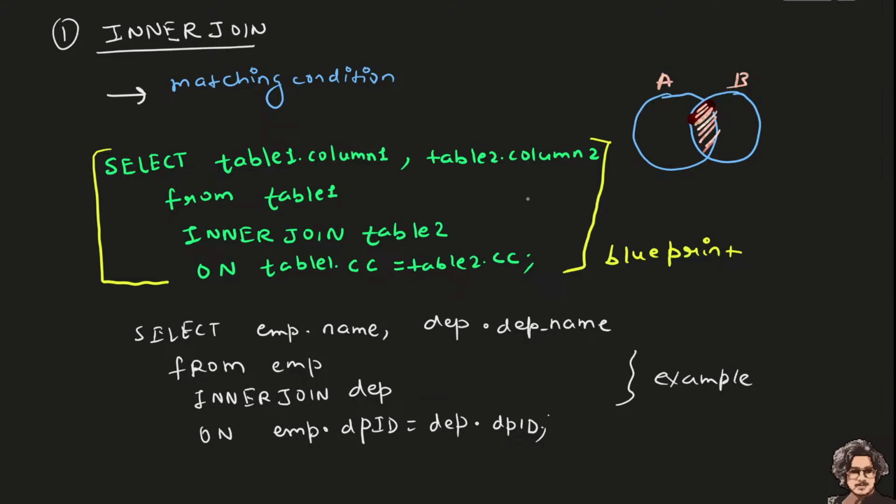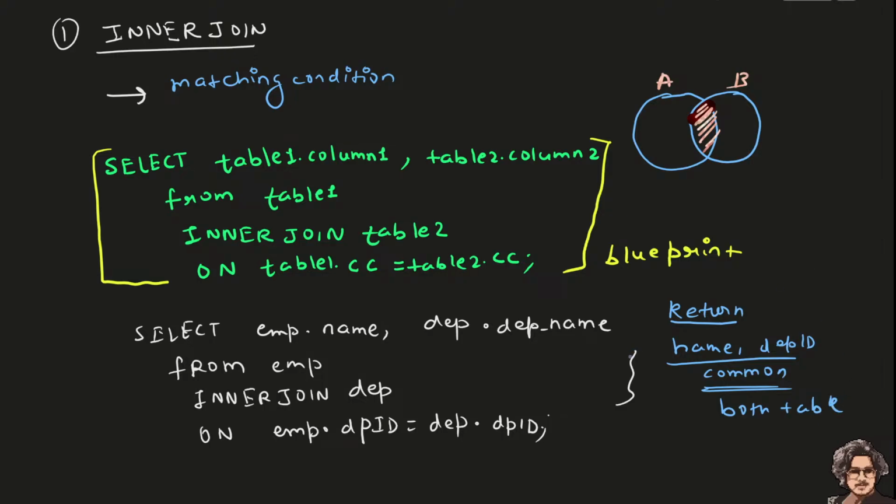So what does this query return? The return value is the employee name along with the department ID, where the department IDs are common in both tables. So these are the use cases of the inner join.